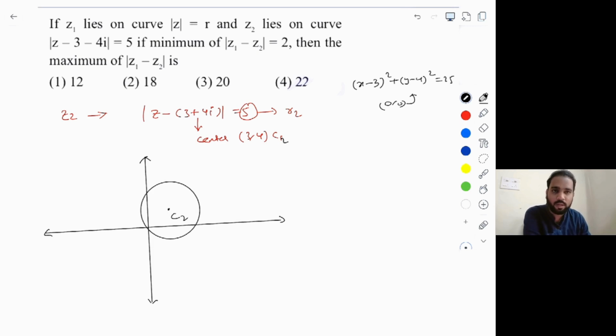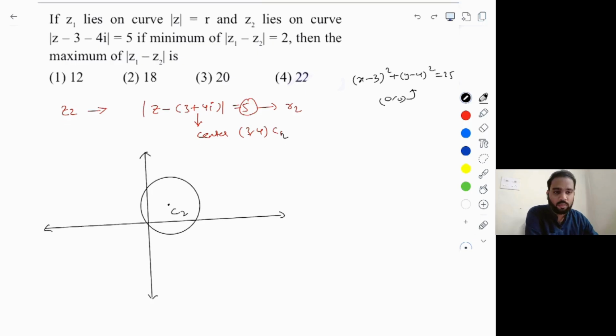But mod z is equal to r is what again? Its center is 0 comma 0, radius is equal to r. So when you try to draw the diagram of the first circle, there are two different ways in which you can draw the circle. So one thing would be something like this, since the center is origin, right? So the first circle might be something like this. Okay, but if you take like this, what is the problem? The condition given is mod of z1 minus z2, minimum value is 2. But what is the meaning of mod of z1 minus z2 here? It is the distance between the complex numbers z1 and z2, right?